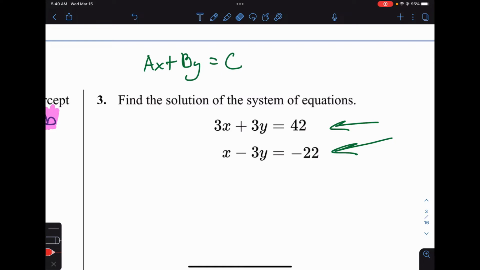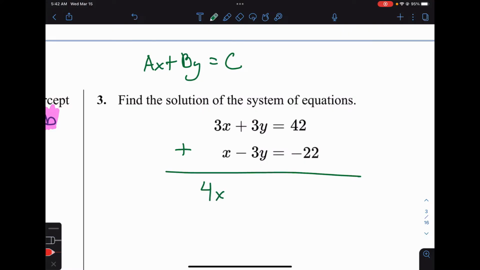Now, sometimes the terms will cancel out right away, but other times you end up having to multiply either one or two of the equations by a number so that one of the variables cancels. So looking here, we actually already have a variable that's going to cancel. If we were to just combine like terms down the line here, 3x plus x is going to give us 4x, and 3y minus 3y, those cancel and they go away. And then 42 minus 22 is going to give us 20.